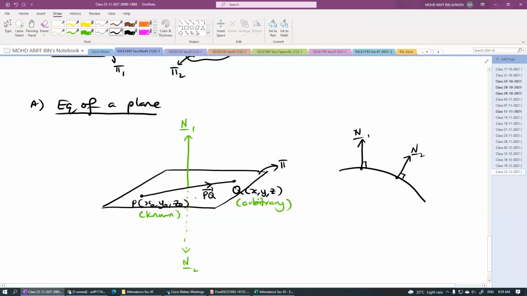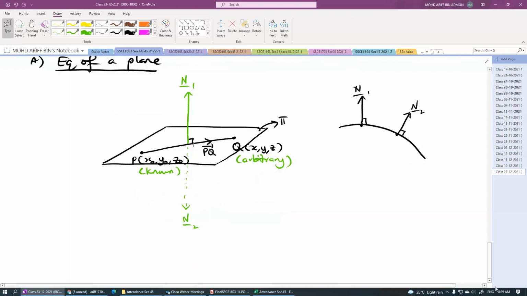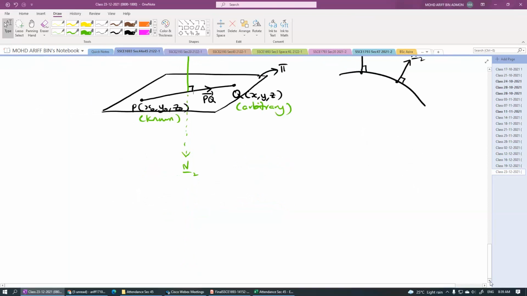Okay, so let's say this vector PQ, once again, Q can be anywhere on our plane. So we can get our PQ, let's say we are using x0, y0, z0, and also x, y, z itself. And we know that the relation of this vector PQ with our normal vector here, let's say n1, is strictly 90 degrees. Okay, perpendicular. From this perpendicular relation, you can derive your equation of a plane.